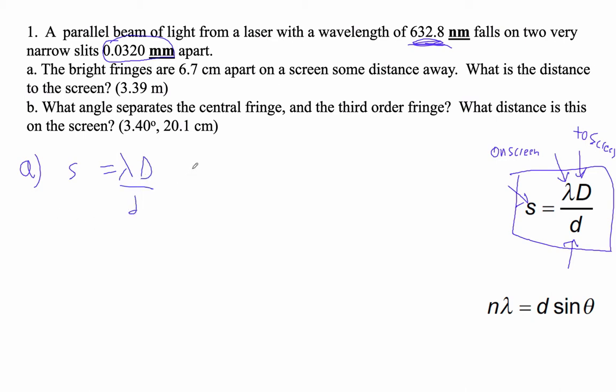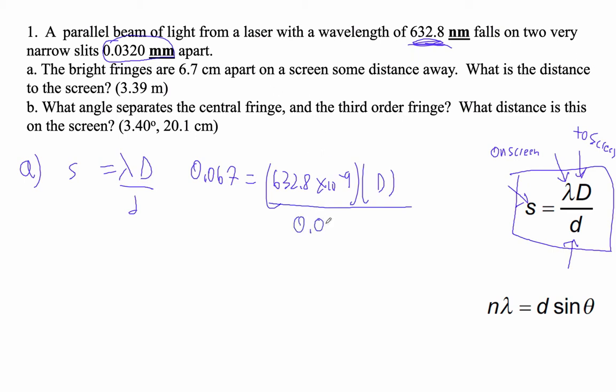So that means that's 0.067 meters. That's our distance apart on the screen, right? Is 632.8 times 10 to the minus ninth times the distance to the screen that we don't know, divided by the distance separating the slits, which is 0.0320. Notice that that's millimeters, so that's times 10 to the minus third, okay? Which is what I tend to do with millimeters, because I'm really not very good at the whole moving the decimal point type of thing.